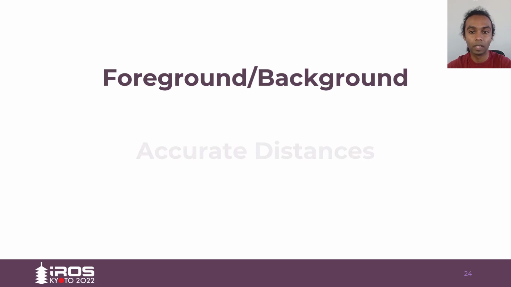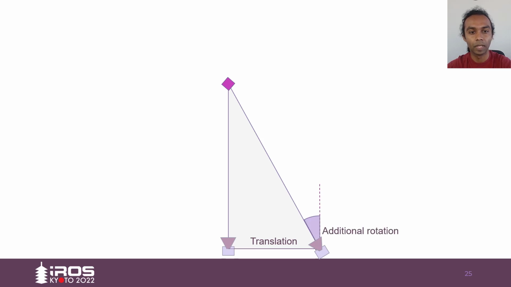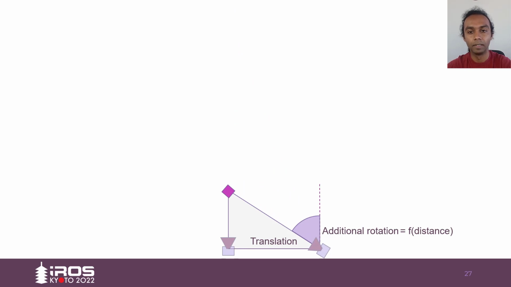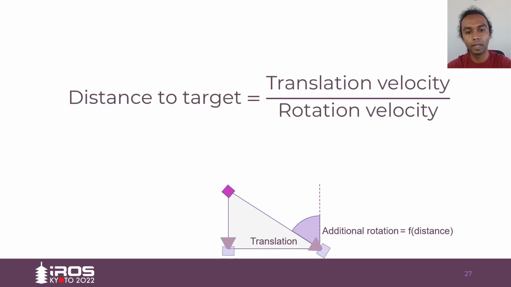But there is more. Fixation also helps in accurate distance estimation to the fixated object. To see this, let us imagine a top-down view of a fixating camera. When a camera translates in a lateral direction, it needs to produce a rotation to counter the shift of an object in the visual field. This rotation is a function of the distance to the object. That is, farther objects produce smaller rotations than nearer objects. In fact, the distance is nothing but the instantaneous ratio of translation to rotation velocities.